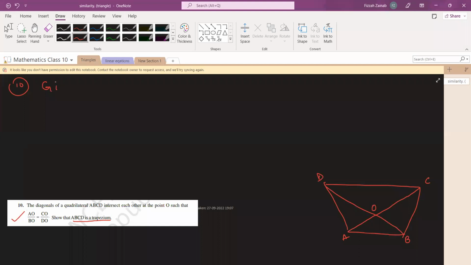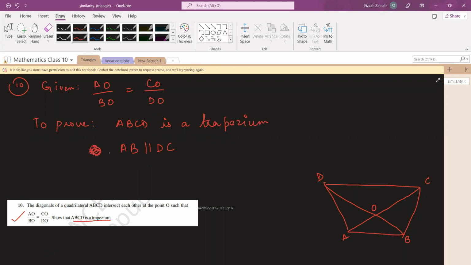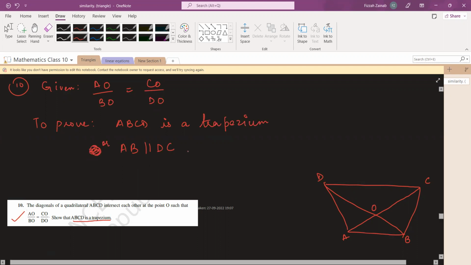So let us write down what is given here. This time it is given that AO upon BO is equal to CO upon DO. And what you have to prove is that ABCD is a trapezium. So what exactly you have to prove is this, that AB is parallel to DC. This is what you have to prove, right? No, don't write implies. Okay, or you can say AB parallel to DC you have to prove.